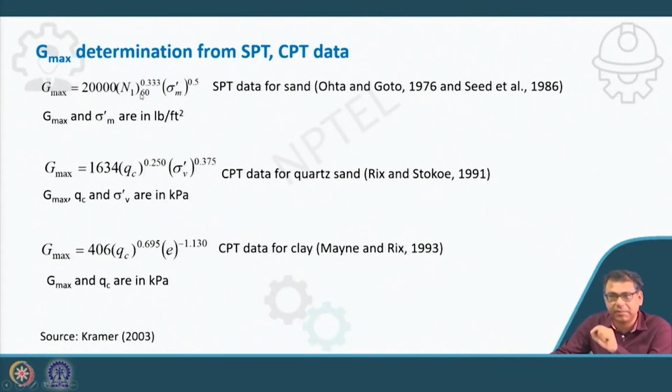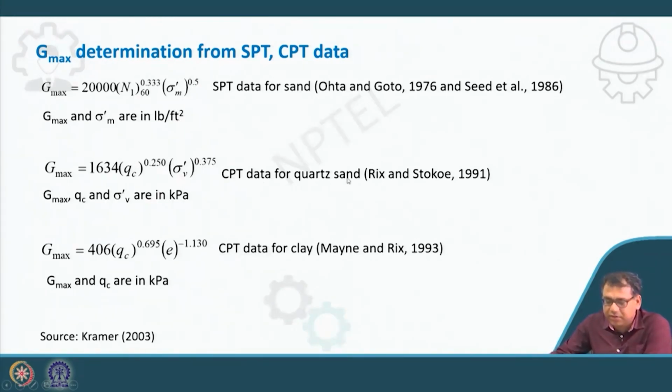60 is a 60% hammer efficiency. 1 means that it is normalized by 1 ton per feet square or 100 kPa. And this is 0.33 to the power sigma m dash to the power 0.5. So this SPT expression is valid for sand. As these are also empirical expressions, the unit should be pound per feet square.